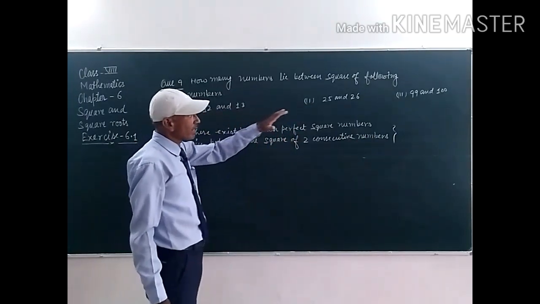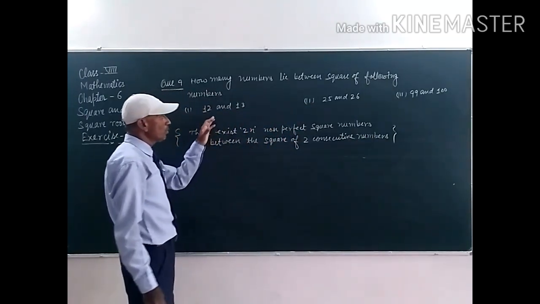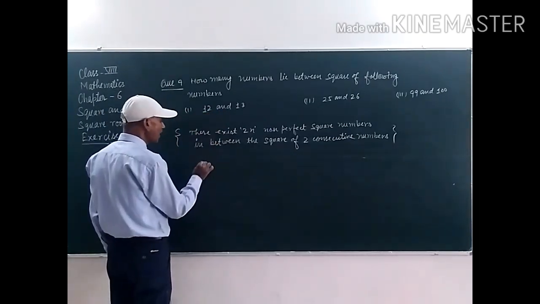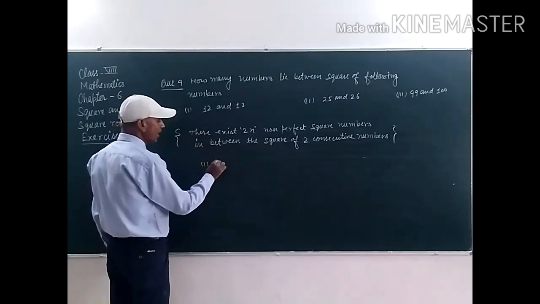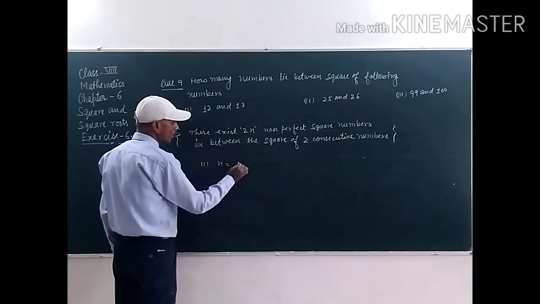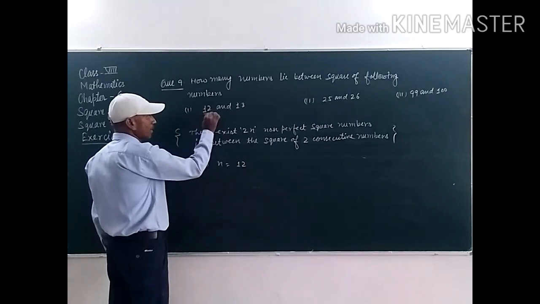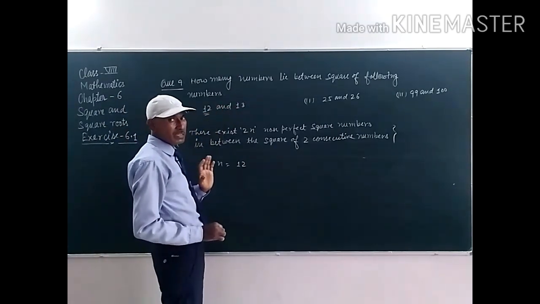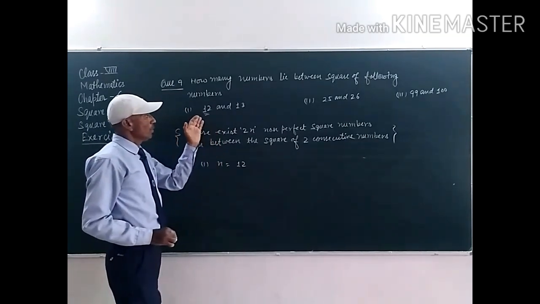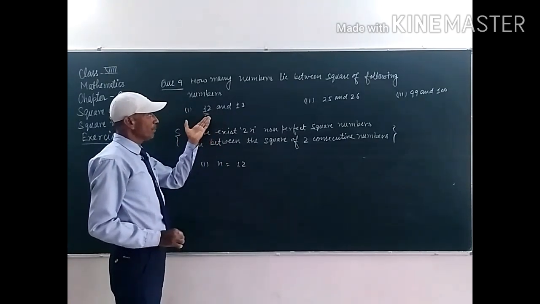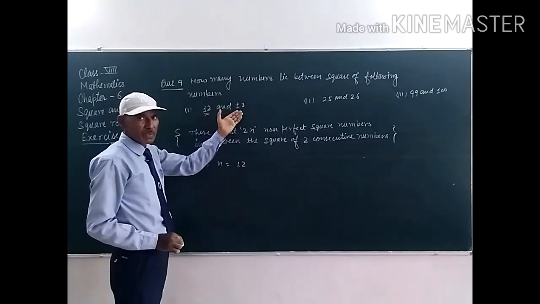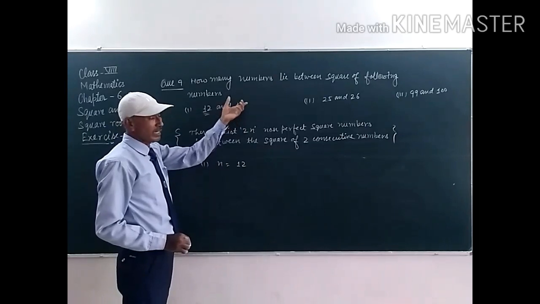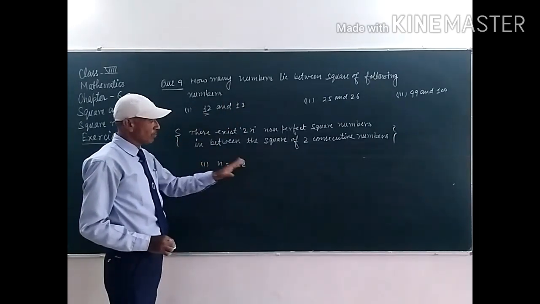These are all consecutive numbers, students. So these numbers will follow this rule. Clear? So in the first part, n is equal to 12. This first number is n, student, and this number is n plus 1. Consecutive numbers means if one number is n, then the second number is n plus 1. So this one is 12 and 12 plus 1, that is 13. So n is equal to 12.